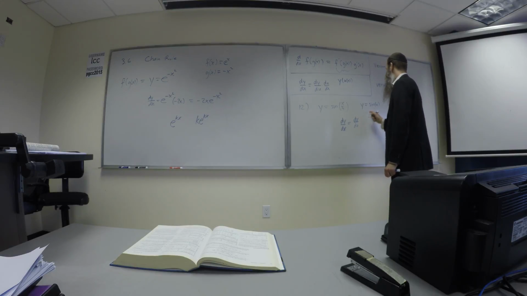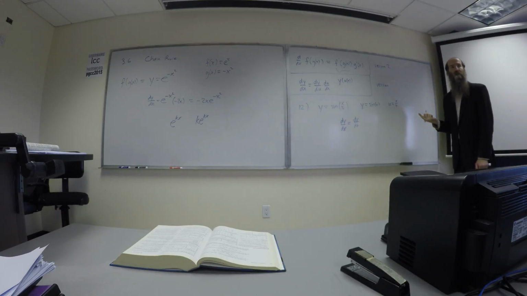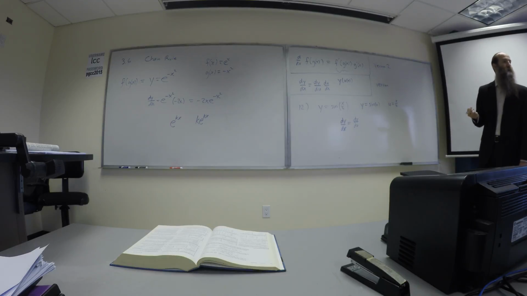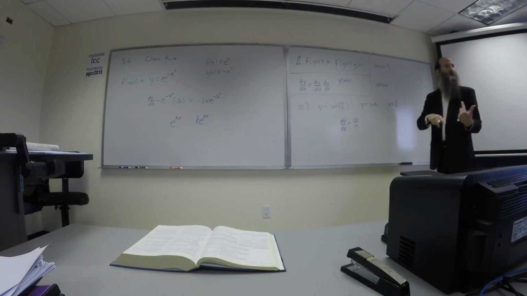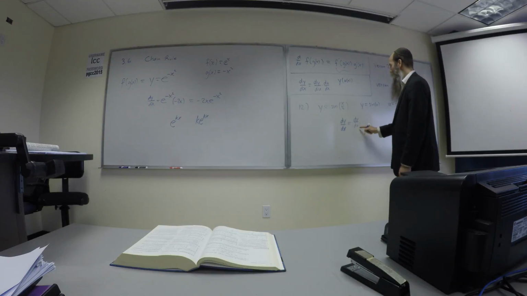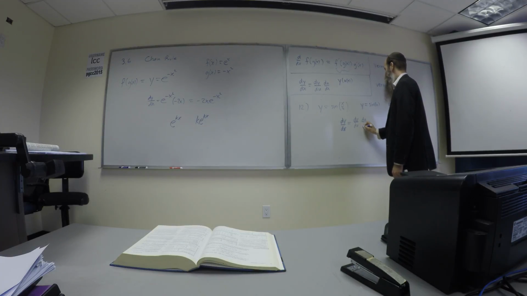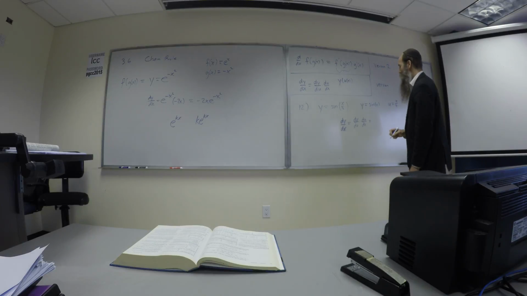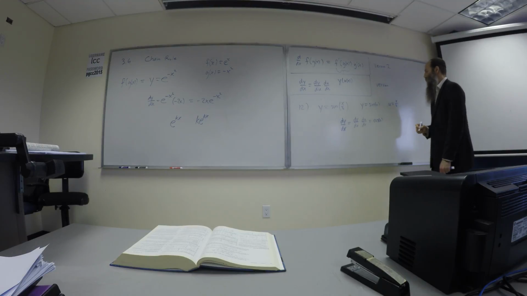Okay, so what's dy du? What's the derivative of sine? It's going to be cos u, right? That's the only way it's the other way, right? So cos u. So I need dy du times du dx. So I just wrote above. So dy du, you just told me that's cos u. So I'd have cos u times du dx.